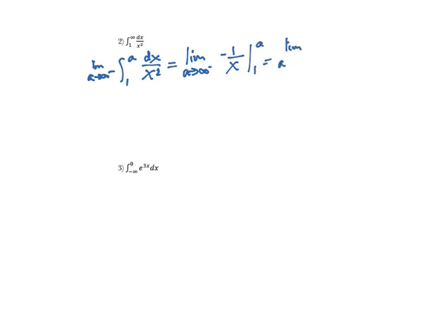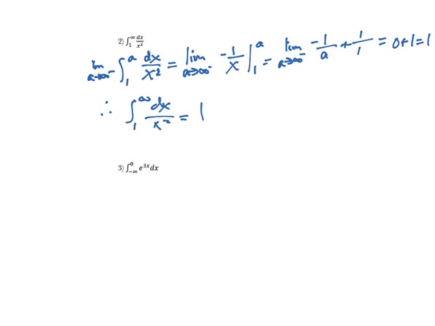So that would be the limit as a approaches infinity from the left of negative 1 over a minus a negative, so plus 1 over 1. Well, we know when we plug in infinity in the denominator of a fraction, that means that fraction is going to go to 0. So this limit is really 0 plus 1, or 1. So in this case, the integral from 1 to infinity of dx over x squared does converge. It has an answer, and it converges to 1.